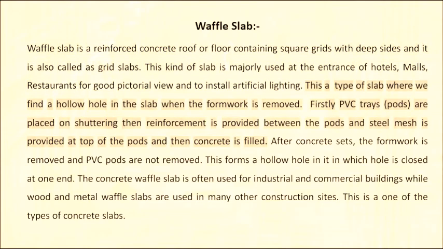This is a type of slab where we find a hollow hole in the slab when the formwork is removed. Firstly, PVC trays, pods, are placed on shuttering, then reinforcement is provided between the pods and steel mesh is provided at the top of the pods and then concrete is filled. After concrete sets, the formwork is removed and PVC pods are not removed. This forms a hollow hole in which the hole is closed at one end.